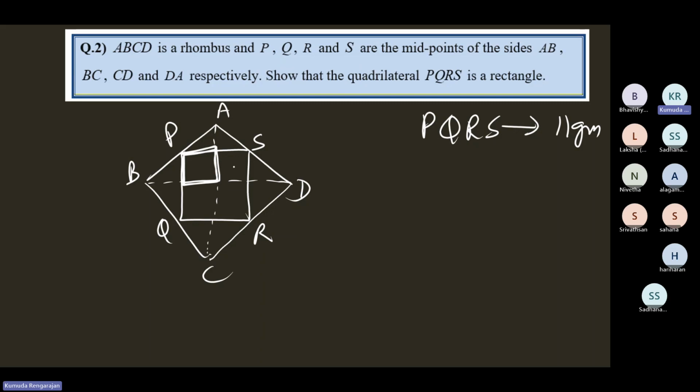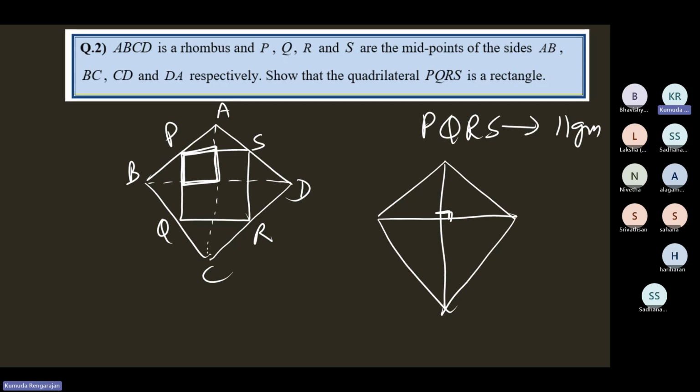We know that in a rhombus, the diagonals are perpendicular to each other. They bisect at right angles. So we already know that this is a right angle, this is 90 degrees, because the outer one, ABCD, is a rhombus. So this is 90. This is 90.